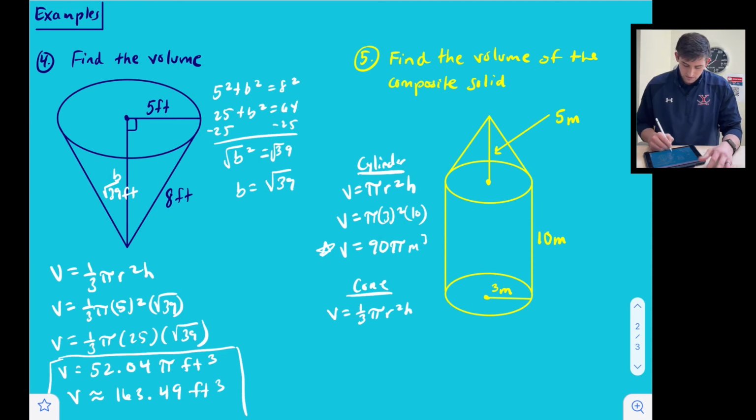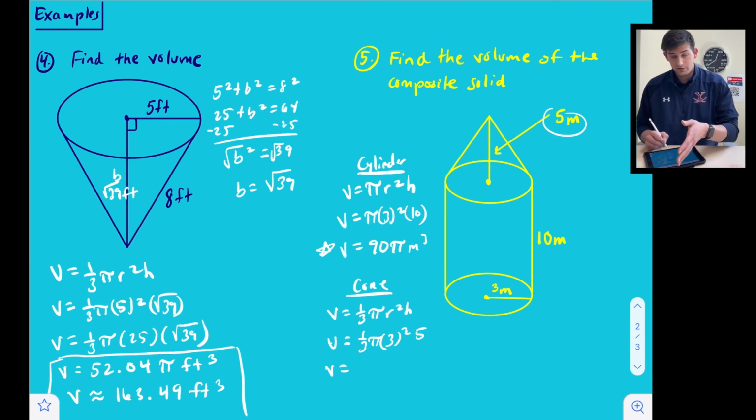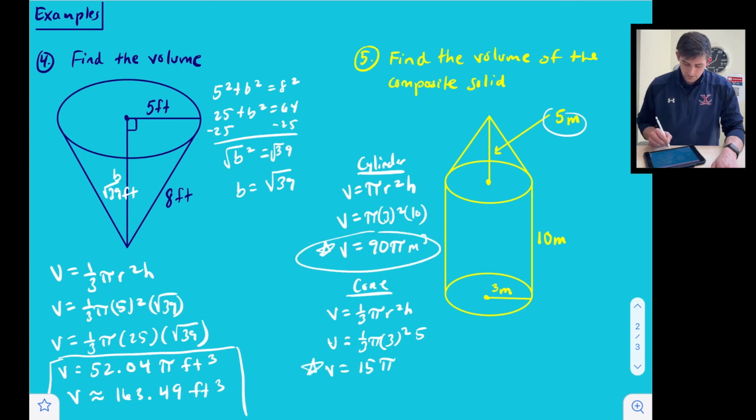And we can go ahead and plug those numbers in and we're going to see kind of what's going to happen here. So 1/3 pi, our radius is still 3, but now the height of our cone is 5. So we get volume is equal to, this would be 3 squared, which is 9, 9 times 5, which is 45, 45 times 1/3, which would be 15. Okay, so now these are our two separate volumes that we're going to add together.